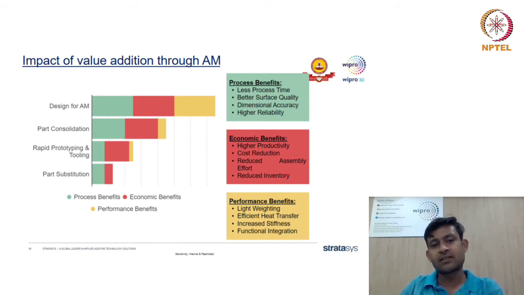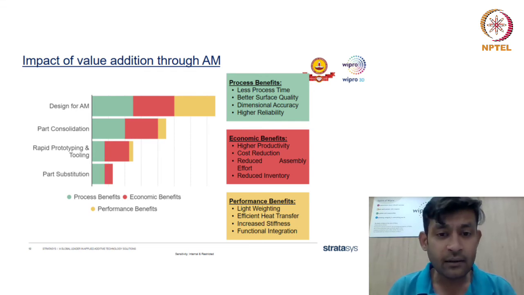Now let's talk about the economic benefits that these process benefits are resulting in. The first one is productivity. The productivity increases immensely. If you're designing for AM, you can have an optimized platform where you can actually put multiple components and amortize the cost of printing per part.